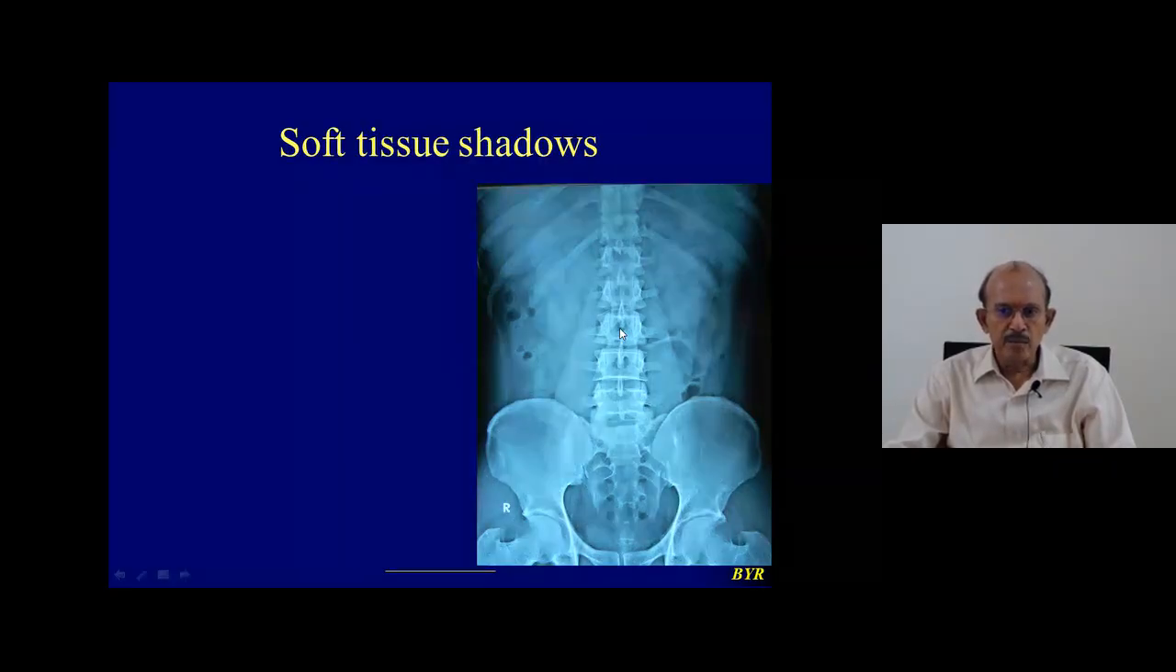Can you see this line? On either side, this oblique line is there. No, it is not erector spinae. This is the psoas major muscle. The psoas major muscle arises from the transverse process and the sides of the vertebra of the 5 lumbar vertebrae.